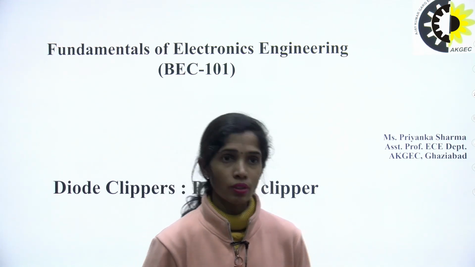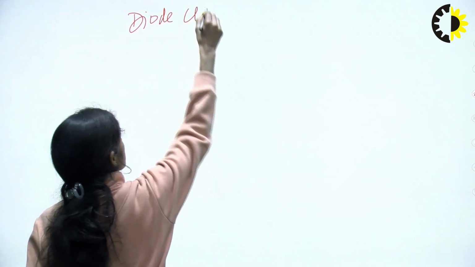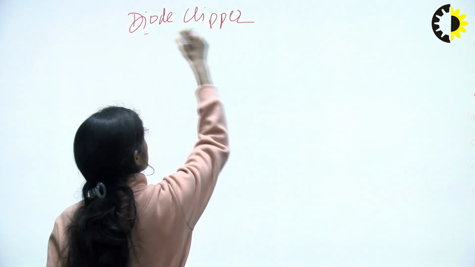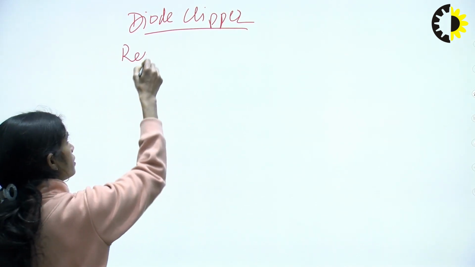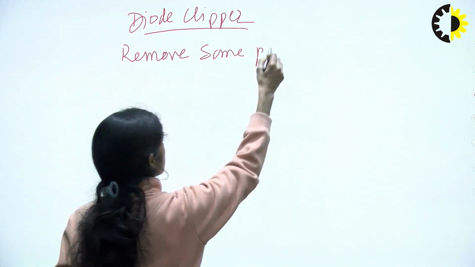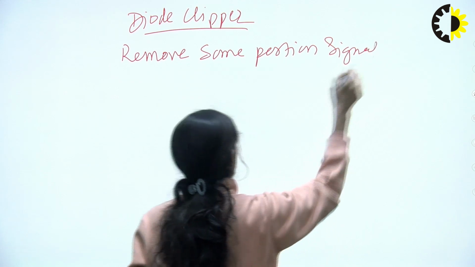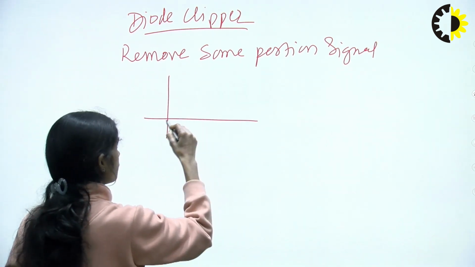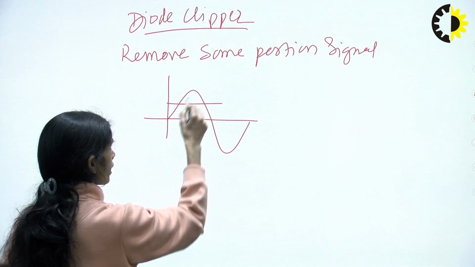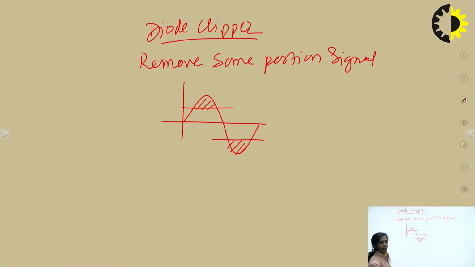So first we are going to see what is a diode clipper circuit. What is a diode clipper? A diode clipper is basically a circuit that removes some portion of the signal, either from the positive side or the negative side. If we see the signal, you can cut it from any portion, either from the positive cycle or from the negative cycle, at any point. So this is called a diode clipper.